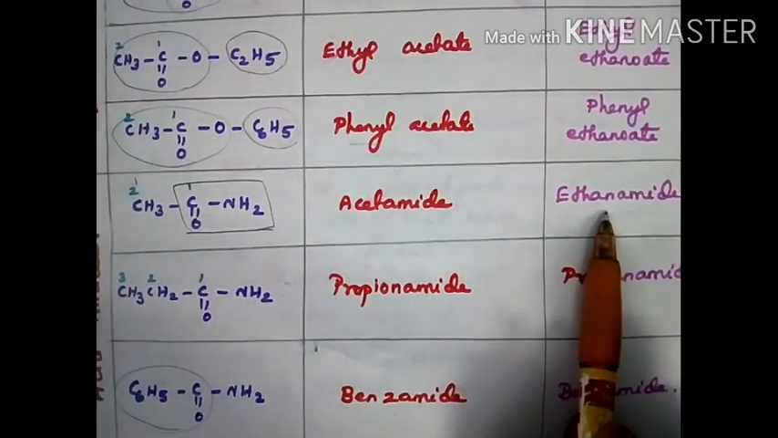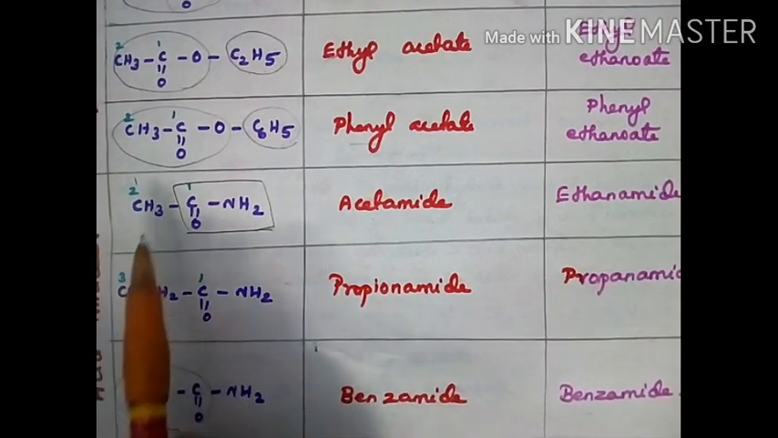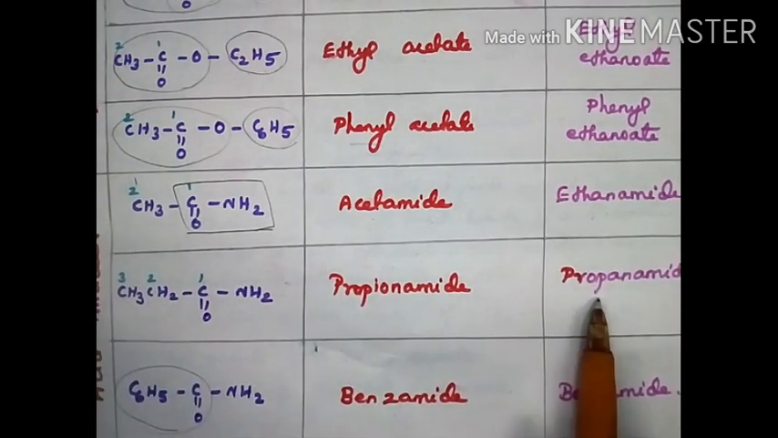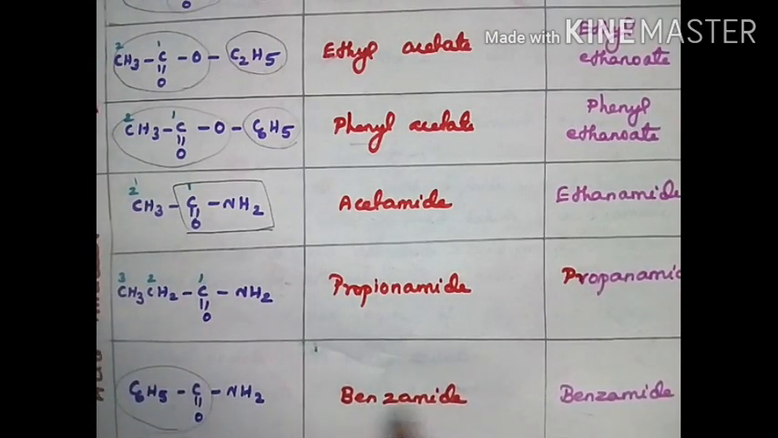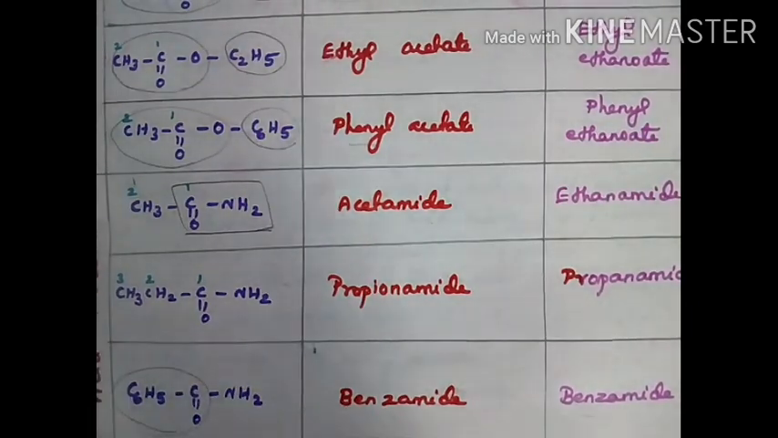Write the IUPAC name as ethanamide. 3 carbon is there, so propanamide. So this is benzamide. CH3, 2 carbon, so ethanamide. 3 carbon, so propanamide. Benzene, so benzamide. So these are the IUPAC names of our acid derivatives.